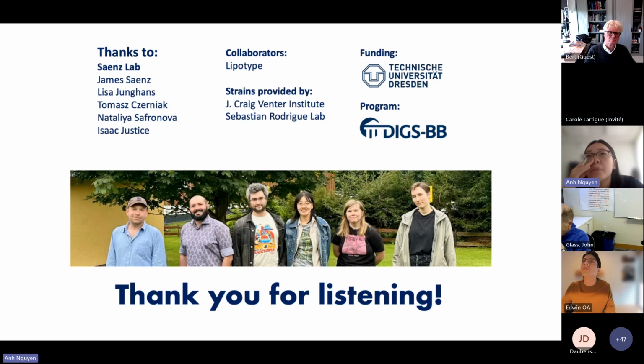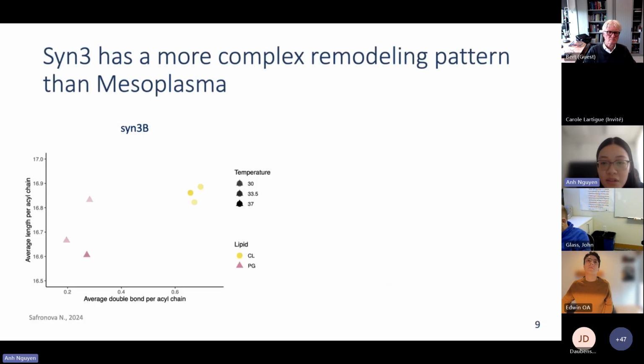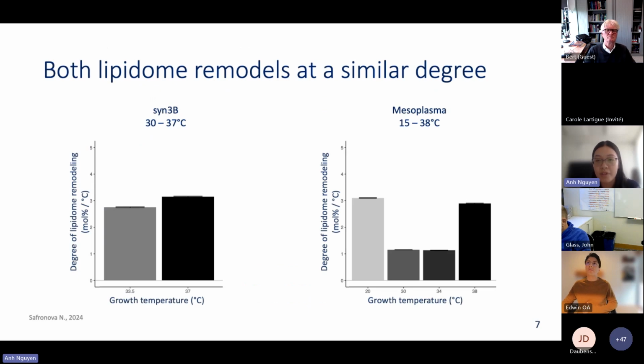So from the lipid perspective, I think it also makes sense for us to have more context, because for SYN3, for example, you see that 30 degrees is already at the lower end of its growth range. But for Mesoplasma, it is actually just near its optimal temperature. So their lipidome, if I can rewind the slides a little bit and make more of a point here: if you look at Mesoplasma, when they adapt to cold and when they adapt to heat, they actually have to remodel the membrane more. So the membrane seems to be more stressed.